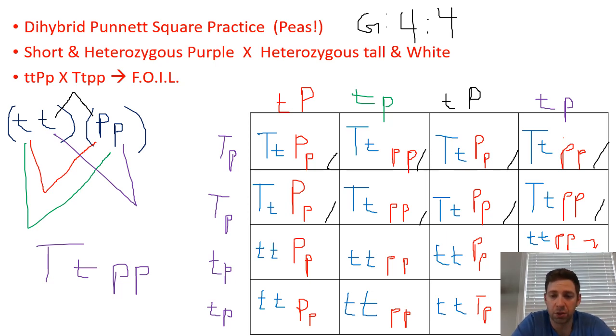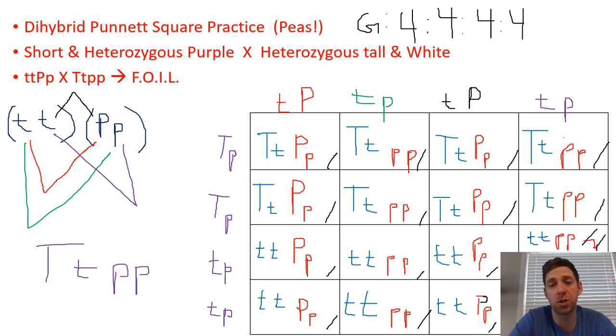What about, oh, this should be a P right here. What about homozygous recessive T, heterozygous P? I see 1, 2, 3, 4. Last but not least, I see 1, 2, 3, 4 homozygous recessive, homozygous recessive.